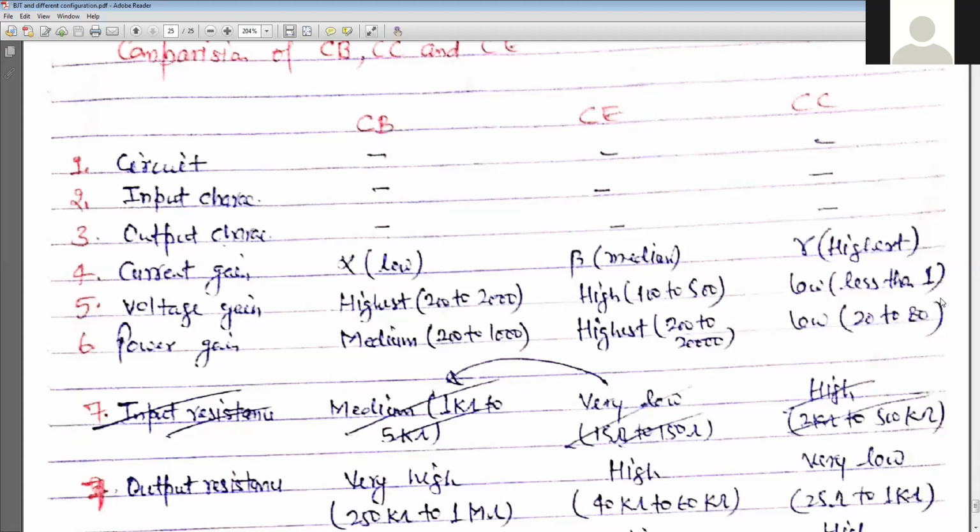And if you see the power gain, current multiplied by voltage, this is lowest, this is highest, so the power gain will be medium. In common emitter both are high, so that is the highest one. In common collector, the voltage gain is so low that even though gamma is high, the power gain will come to low.